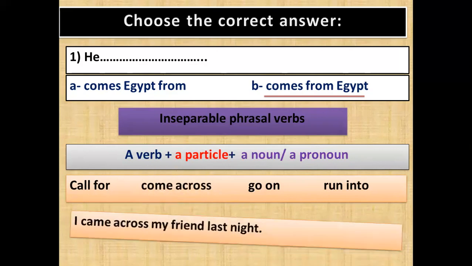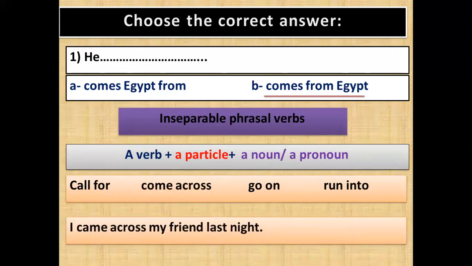For example, I came across my friend last night. I can't say I came my friend across last night. It's wrong because come across is an inseparable phrasal verb. Come across means met by chance. While I was walking in the street, I came across my friend. So it's wrong to say I came my friend across, because come across is an inseparable phrasal verb.